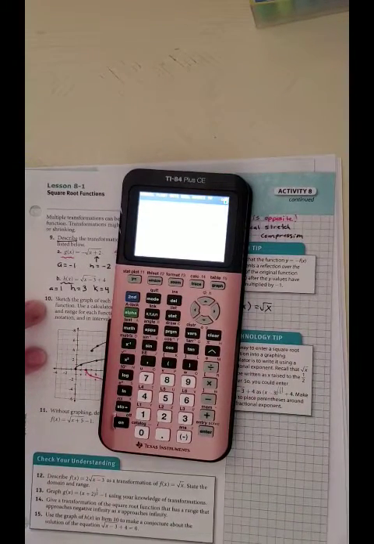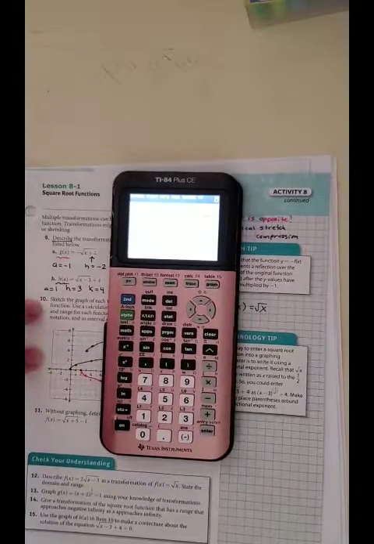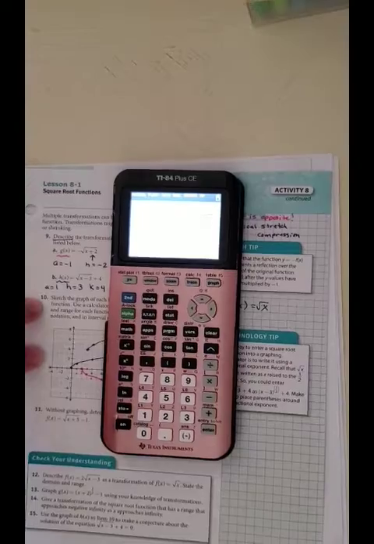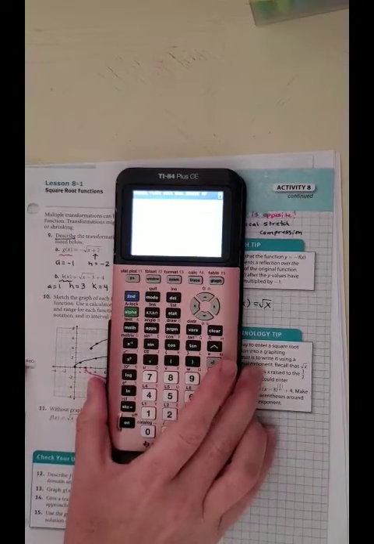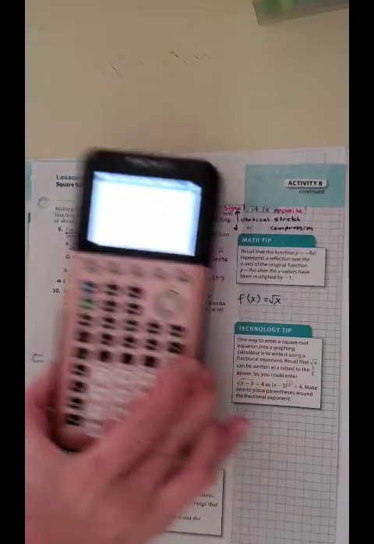There's my original function. Oh no, I shifted it the wrong way. Now, it's a good thing that I checked it. Did anybody catch that I shifted the wrong direction? If you did, kudos to you. So let's go back and fix our graph.